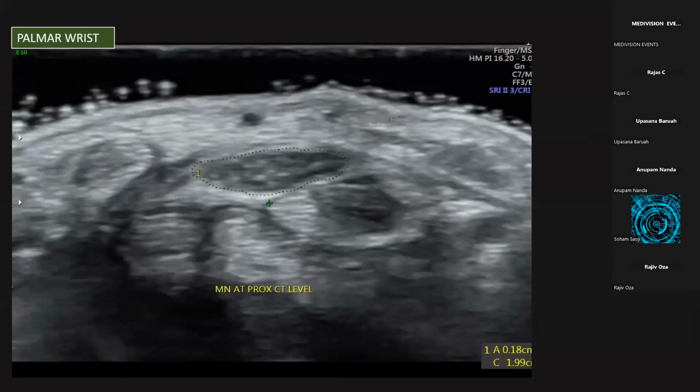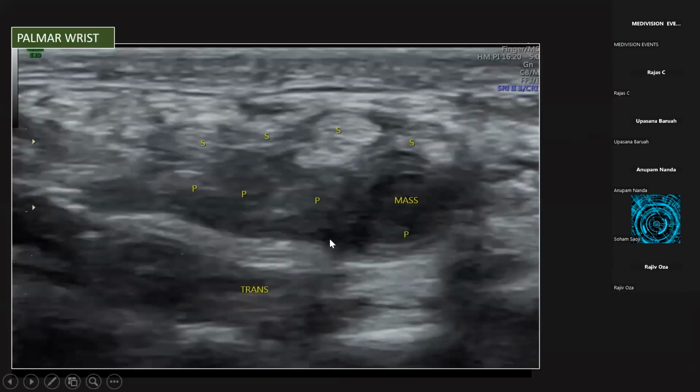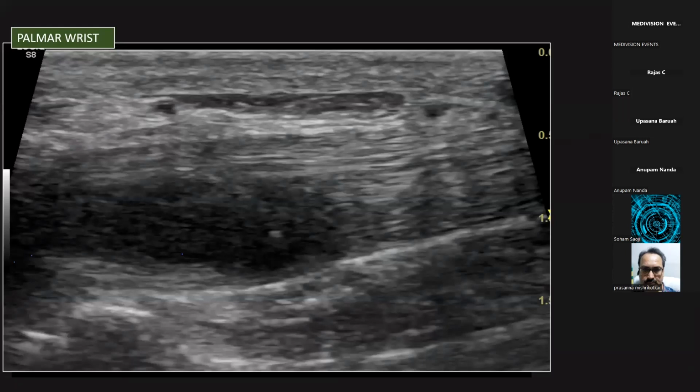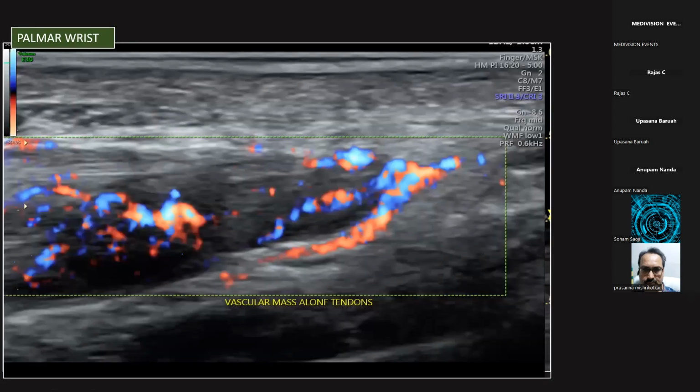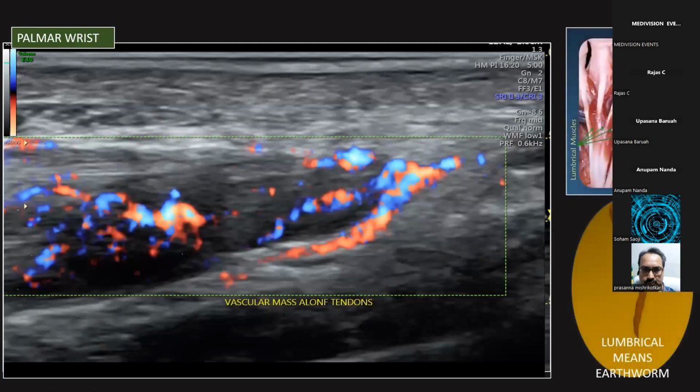In this case of median nerve compression, we can see something on the medial aspect of the hand between the tendons and from the tendons. In long axis, we can see this area, which is continuous with the lumbricals. This is the fourth tendon, the profunda tendon, and this is the lumbrical muscle. It shows vascularity, so we think it's a lumbrical muscle, the fourth lumbrical muscle with myositis.